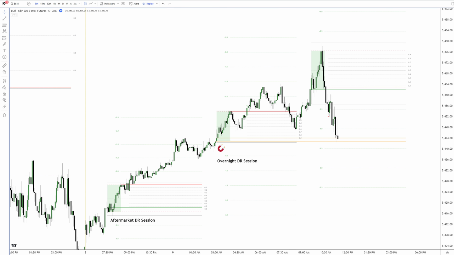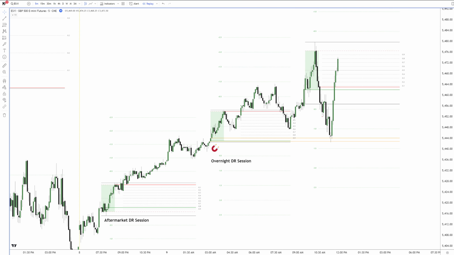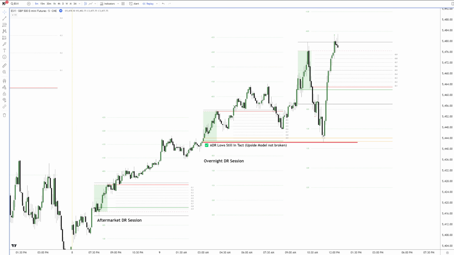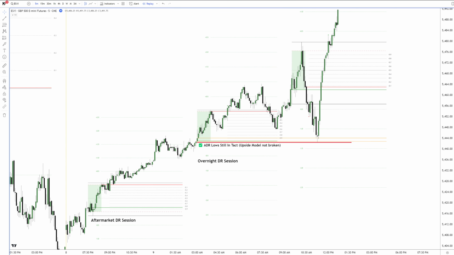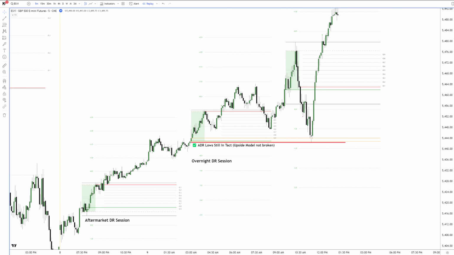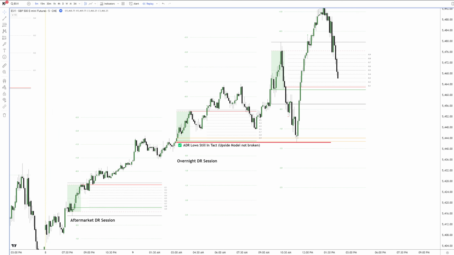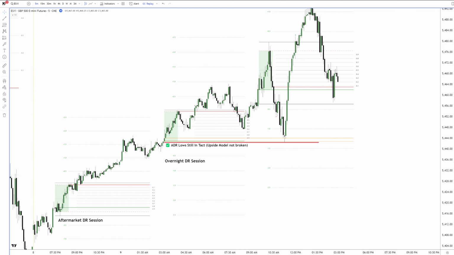Price drops lower and retraces all the way back into the retirement setup area. If you're still thinking about a short here, it's the wrong move. The ADR lows remain intact and haven't been broken, meaning the upside expansion model is still valid. Finally, price finds its way back above the DR, confirming a false session. This is a perfect example of how to minimize risk and know when to trade and when to sit out.